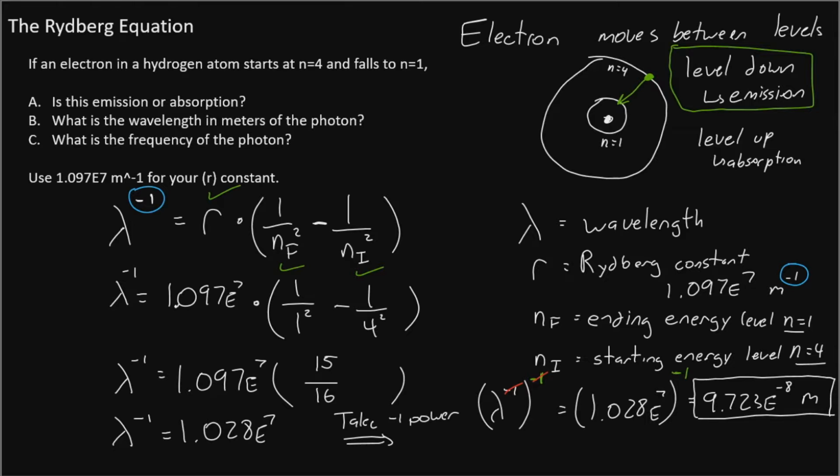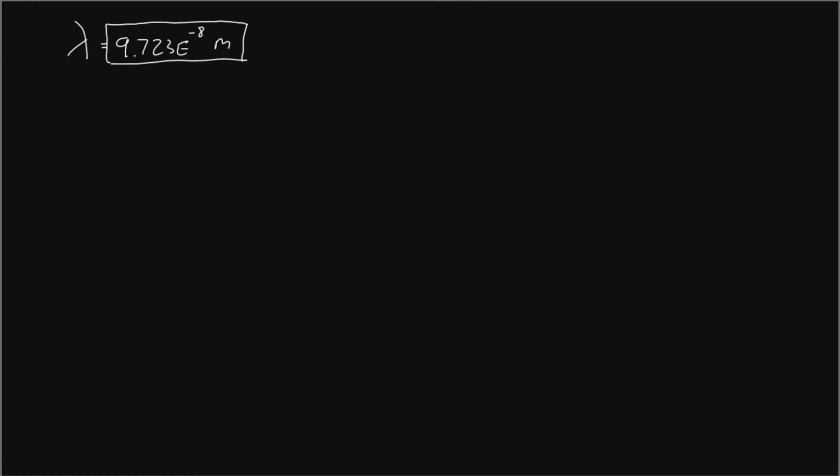This will be the wavelength of the photon that gets emitted as the electron falls from level 4 to level 1. Now for part C, to find the frequency of that photon. Now we found that our wavelength is 9.723 times 10 to the negative 8th meters. And recall that the speed of light is equal to wavelength times frequency. Now, we have wavelength. Speed of light is always 2.998 times 10 to the 8th power. Therefore, we also know the speed of light, and the unknown quantity is the frequency.